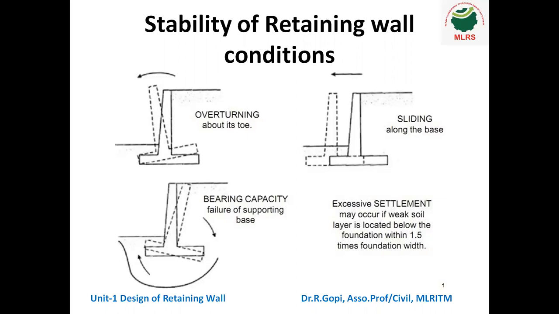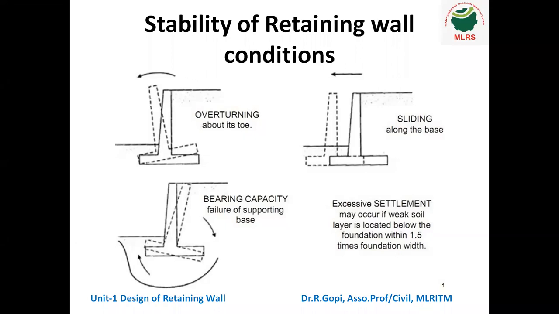Actually, one more failure is there, that is called tension at base. Avoid tension. We know that concrete, brick, and any brittle materials are strong in compression but very weak in tension. So we must avoid tension force, and that tension should be within the base.